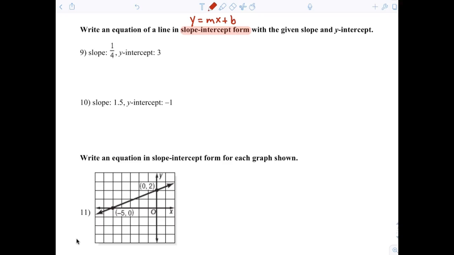All right, so number 9. Anybody want to give it a shot? Tell me what the answer is. Cole, good for you. What is it? You're awesome. 1/4 x plus 3. Should be that obvious to everybody. Anybody have any issues?